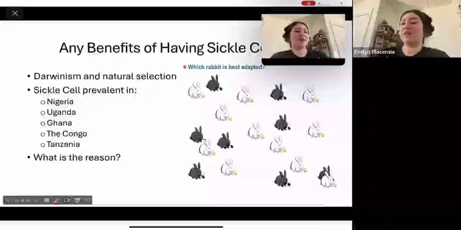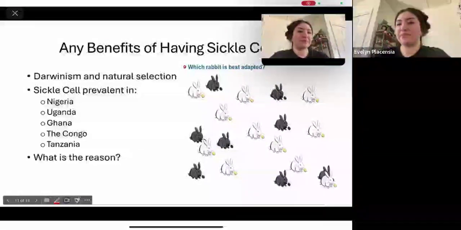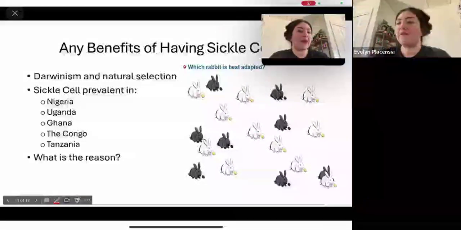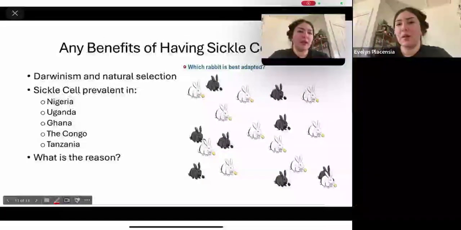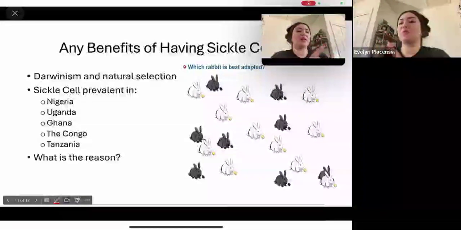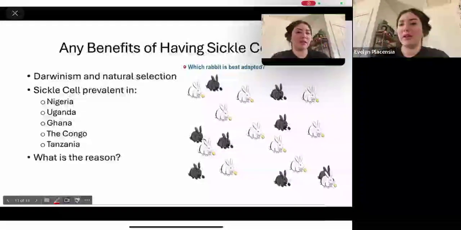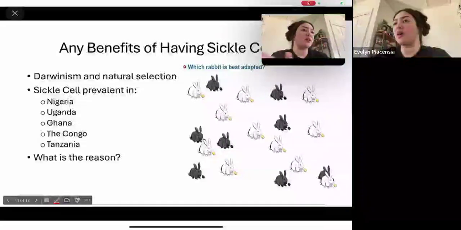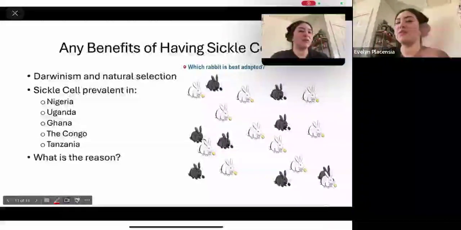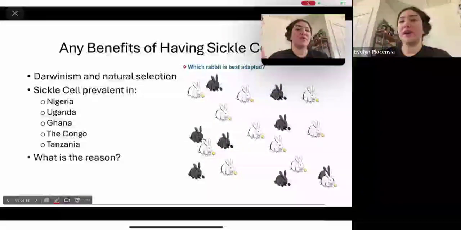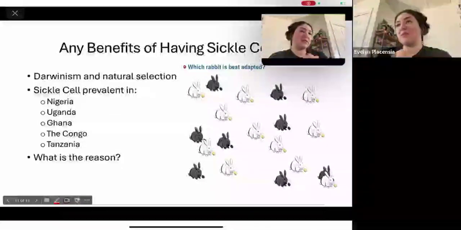I mentioned this fact at the beginning of the presentation. Sickle cell disease is not common in the States. In fact, it's rare, but it's prevalent in other countries, such as Nigeria, Ghana, Uganda, the Democratic Republic of the Congo, Tanzania. As you can see, it's just the midsection of Africa. And there's a reason for that, and the reason is malaria.